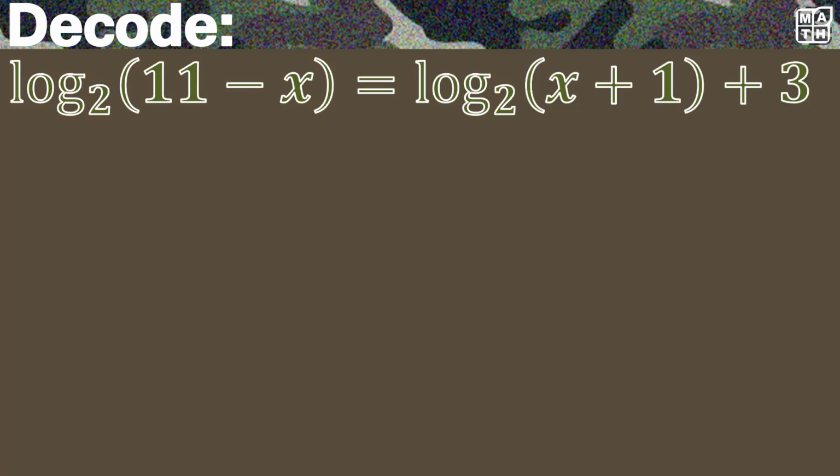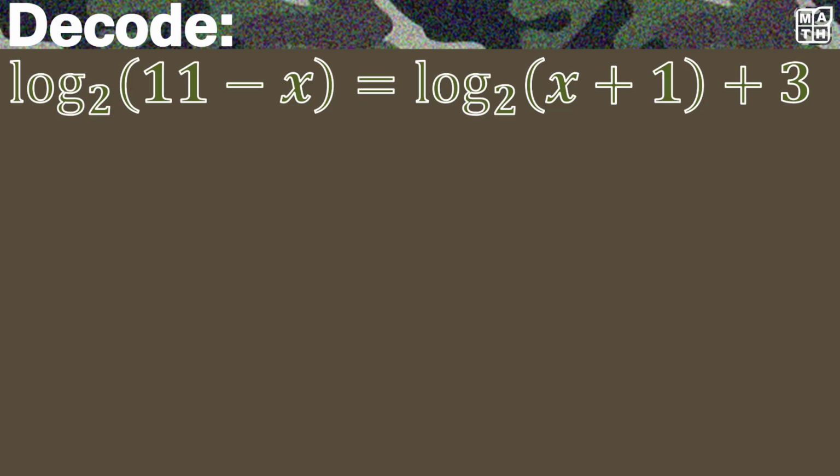Let's decode this given equation involving logarithms. We have the logarithm of the quantity 11 minus x to the base 2 is equal to the logarithm of the quantity x plus 1 to the base 2, and then plus 3. In order for us to solve for this, we need to be reminded of the correct procedures involving properties and theorems of logarithms. To solve, let us start by trying to manipulate or isolate the logarithms on one side.